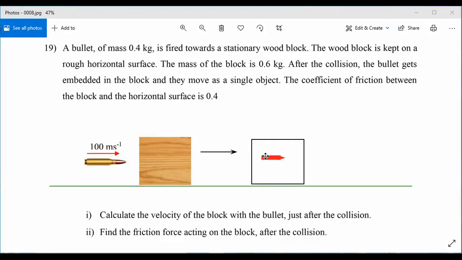Got it? Right. Would you please draw this figure here? You should draw this figure completely, this side and the other side. So before the collision and after the collision. Start.